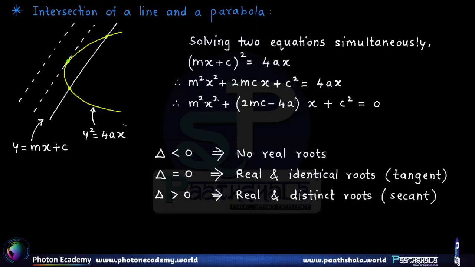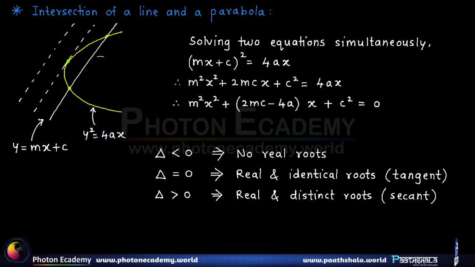Now we study the intersection of a line and a parabola. Let's consider that we are given a standard parabola with equation y squared equal to 4ax and some line whose equation is given in slope-intercept form, that is y equal to mx plus c. Now with this pair there can be three possibilities as shown.